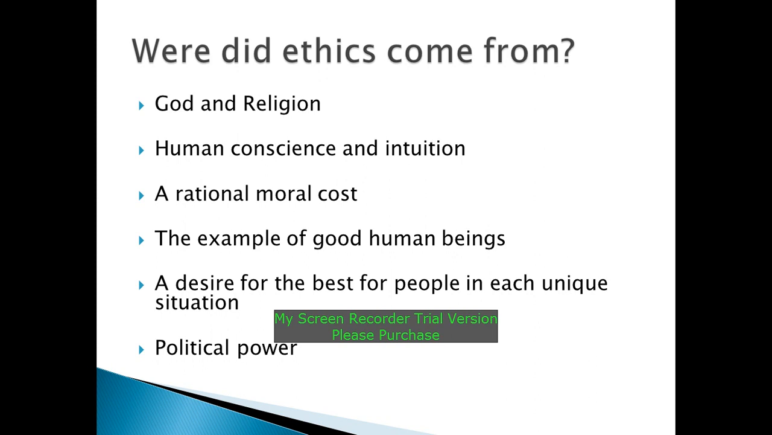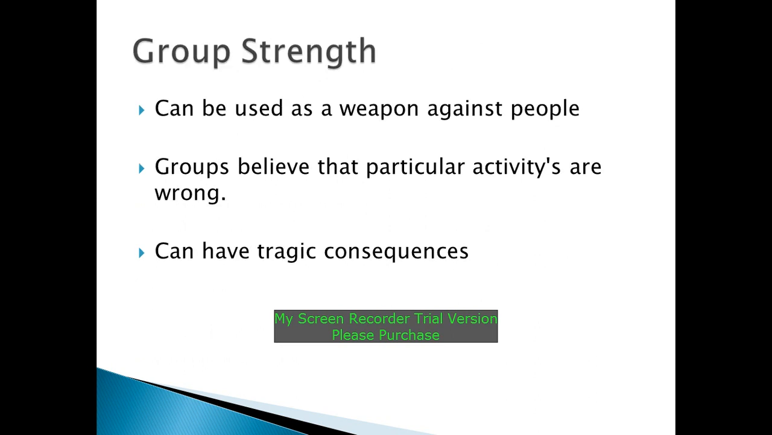You might be asking yourself now, where does ethics even come from? Philosophers have several answers to this question. Some say it comes from God and religion, human integrity and instinct, a rational moral cost-benefit analysis of actions and their effects, the example of good human beings, a desire for the best outcome in each unique situation, or political power.